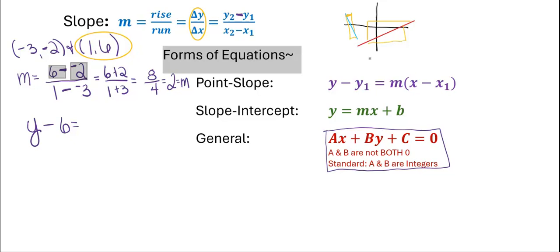Equals m, which I figured out my slope was 2, times, I'm going to have my x here, which is the same x as over here, minus my x value, which is 1.